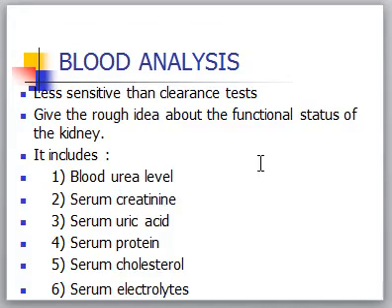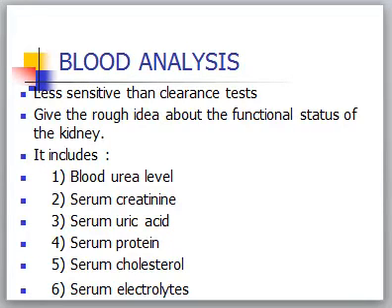So what is the blood analysis? We've seen the urine analysis, and followed by that we are going to see the blood analysis. The blood tests for assessing kidney function are serum urea, creatinine, uric acid, and electrolytes. As I just mentioned, they are less sensitive than clearance tests but give a rough idea about the functional status of the kidney. It includes the blood urea level, serum creatinine, serum uric acid, serum protein, serum cholesterol, and serum electrolytes.